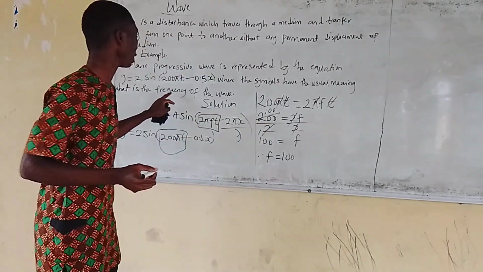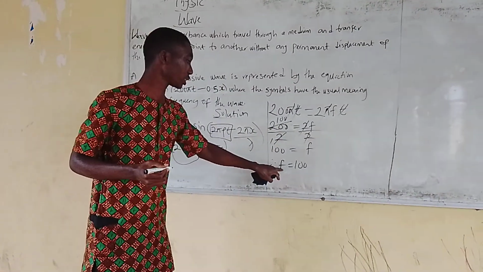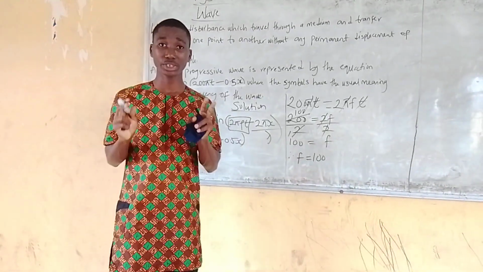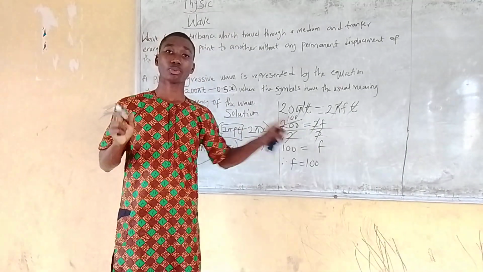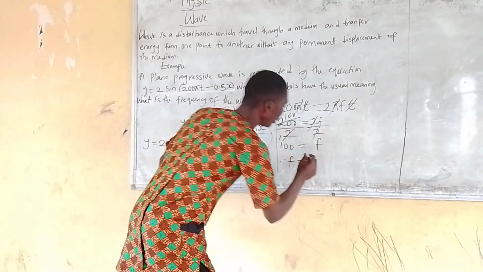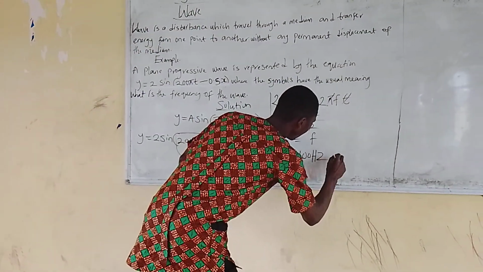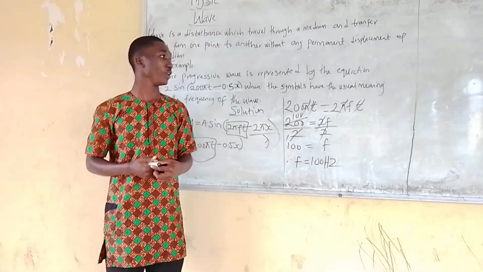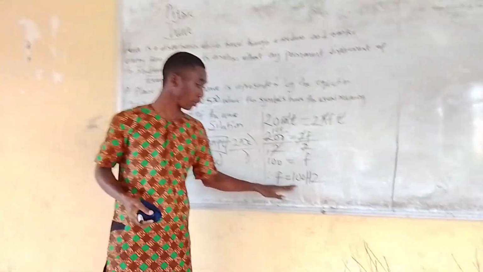Remember, you have to find the frequency. So this frequency is equal to 100. But there's a unit for frequency. One thing about physics is that you have to put it in the proper unit. The unit for frequency is hertz, Hz. So this brings us to the end of our video today. We have finally gotten the answer we are looking for.